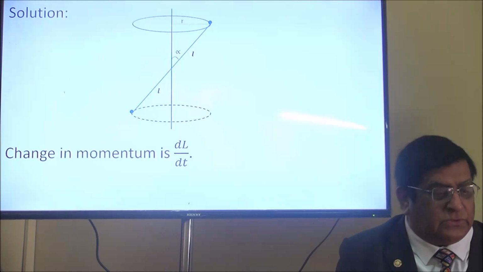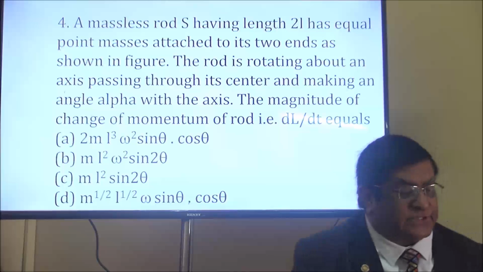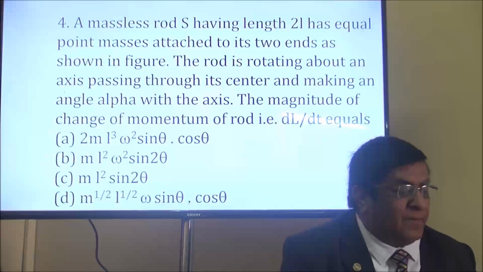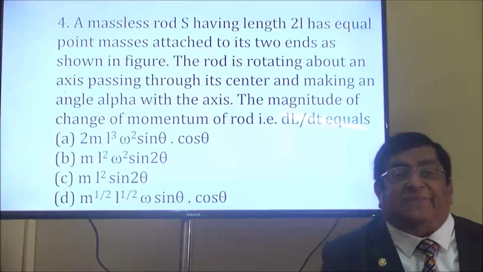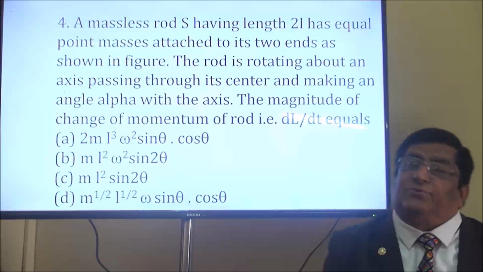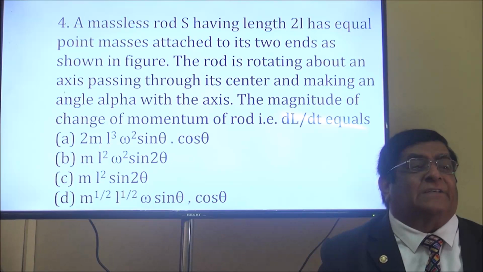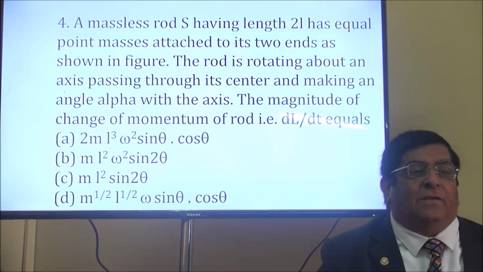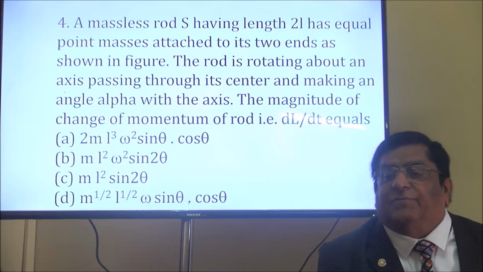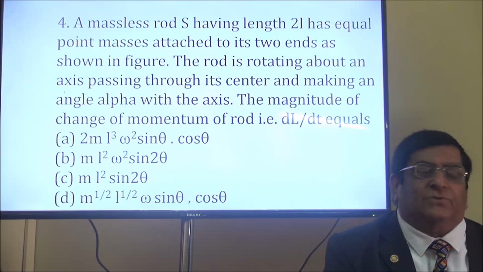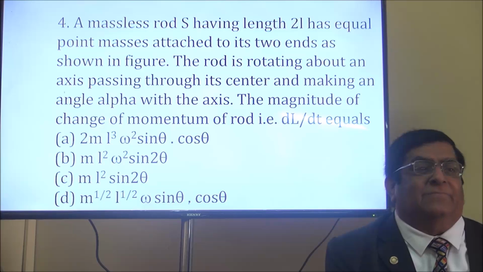Now, again, we come to the question. The rod is rotating about an axis passing through its center and making angle alpha with the axis. The magnitude of rate of change of angular momentum, dL by dt, we are supposed to find out. How can we find it out? Very simple. We will find out the expression for L and then differentiate it with respect to t. So we will find dL by dt. So what is our target now? To find out the expression for angular momentum L.